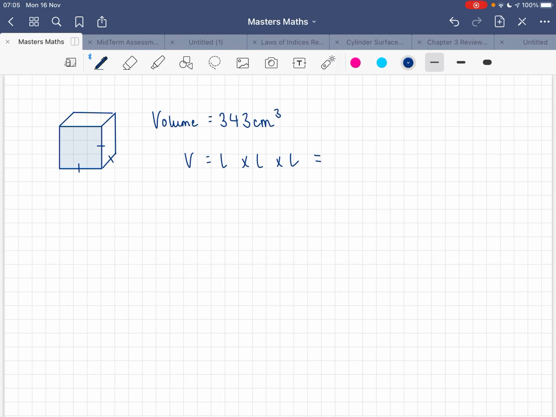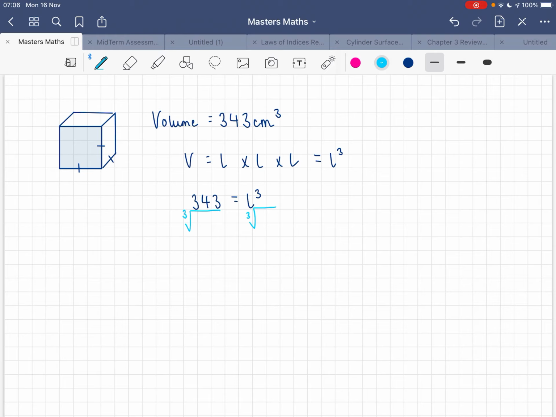If you multiply something by itself 3 times, you are cubing it. So that's the same as saying volume for a cube is the length cubed. If we want to work that backwards, so we have 343 is equal to L cubed, you have to do the opposite of cubing something, which is finding the cube root, which is the sign that looks like that. So it's like a square root but with a little 3 on. And you'll find what number times by itself 3 times makes 343.